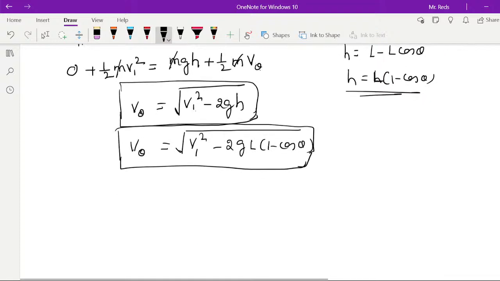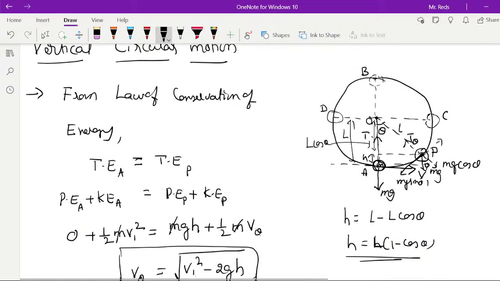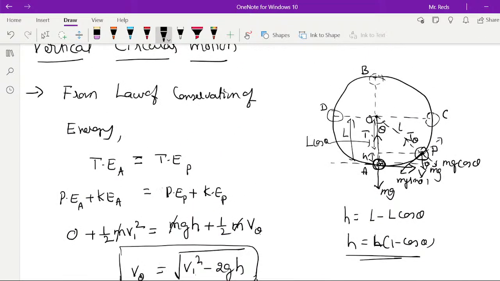Now let me give you one more condition here, in terms of tension. The tension at the bottommost point acts in upward direction, away from the point of contact of the body. Here also, away from the point of contact of the body. Here also, away from the point of contact. Tension acts in this direction always, away from the point of contact. This is the point of contact. So away means towards the center.